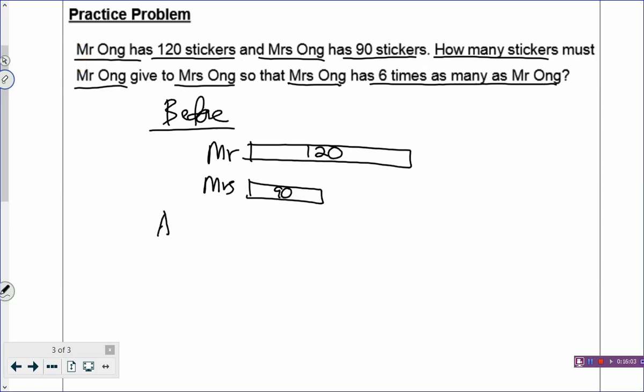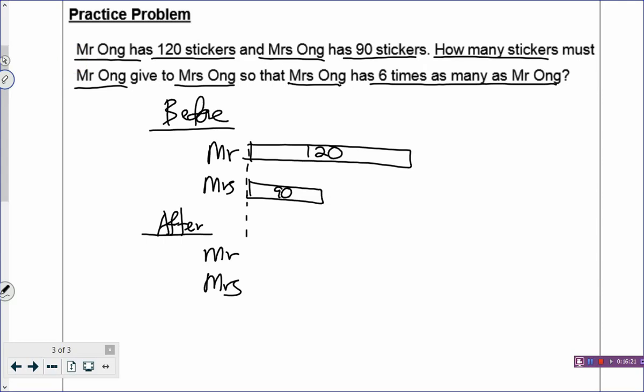Okay, so let's draw the after. Alright, and you have Mr. Ong and you have Mrs. Ong. So you can see that Mrs. Ong is going to have 6 times as many as Mr. Ong. Alright, so what you can do is, well, you can also do something like this.